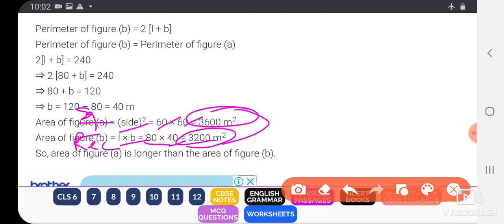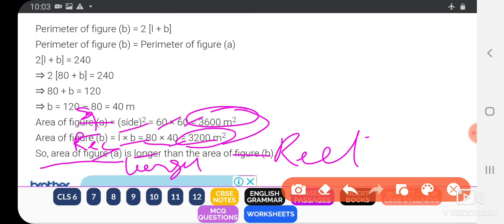You can observe here that the square has a larger area by 400 meter square. So the area of figure 1 is larger, don't write longer, you write larger, than the area of the rectangle. And in place of figure 1 you write square.